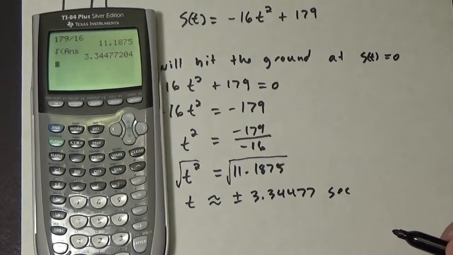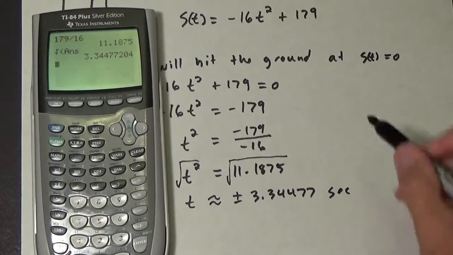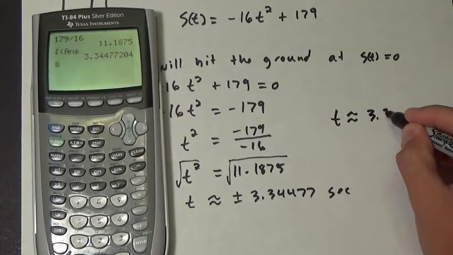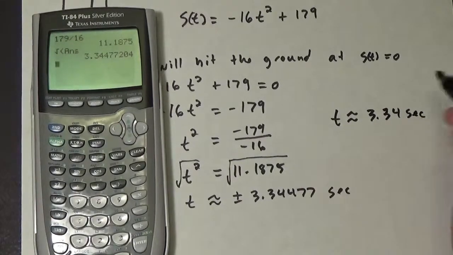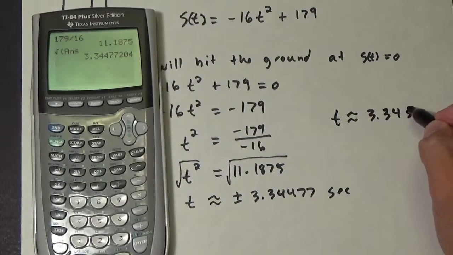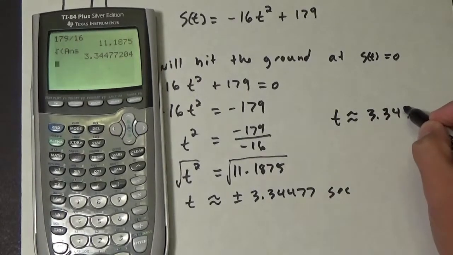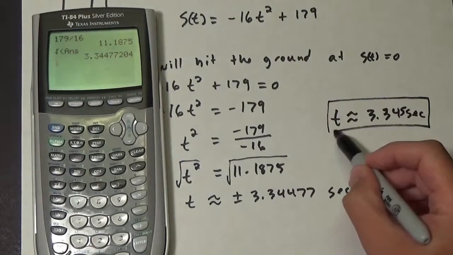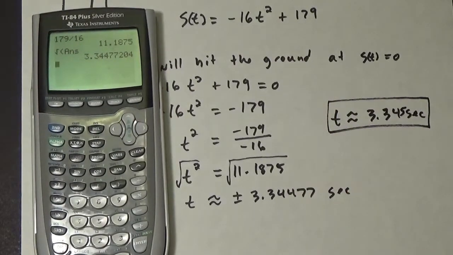Now, of course, we have to figure out which one it is, and considering our domain starts at 0, the negative doesn't count. So our answer is t is approximately 3.34 seconds. We'll say 3.345. Three decimal places works. Good.